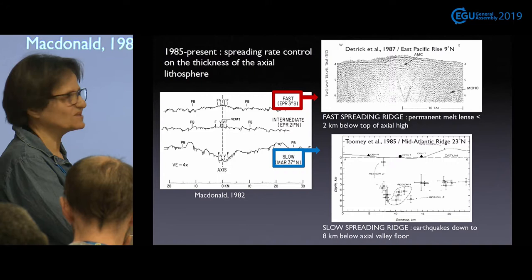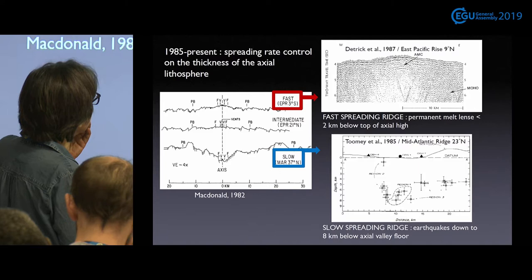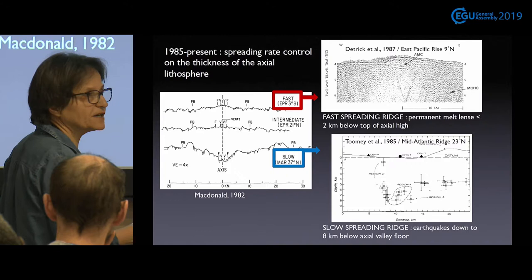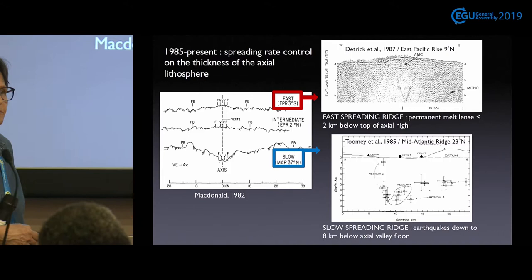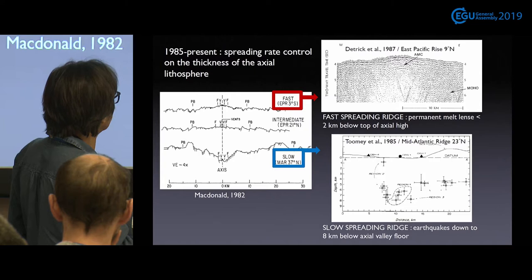But the situation is completely different at slow ridges, and I'll show you the first example. The discovery of this, in 1985, was with an experiment with seismometers on the seafloor, just listening to the natural seismicity. And there are lots of earthquakes at slow-spreading ridges, usually less than magnitude 5, but a lot of very small magnitude earthquakes. And what they discovered is that when they relocated these earthquakes just beneath the axial valley, they would have relocations down to 8 kilometers.